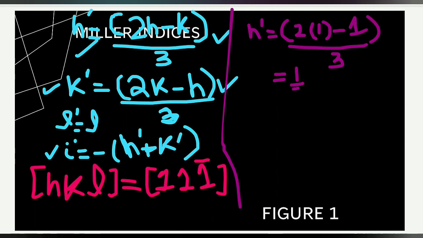Do keep in mind that we always remove fractions before writing them into square brackets or circular brackets. So we'll remove that fraction after we got all of those indices.